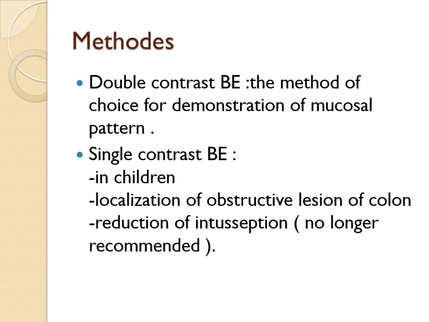The methods: we have double contrast barium enema and also single contrast. Usually double contrast is the method of choice for mucosal patterns. The single contrast is used in children, and for localization of an obstruction, after which immediate surgery should be done. The reduction of intussusception is usually not done by barium enema now. How is it done? I think by air, by pneumatic reduction.